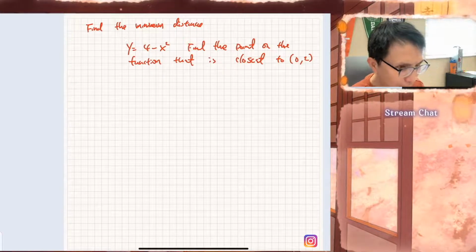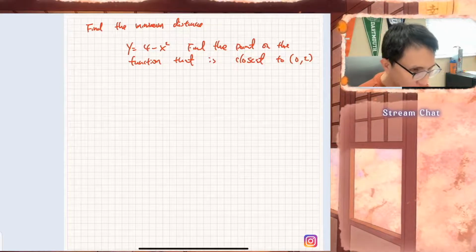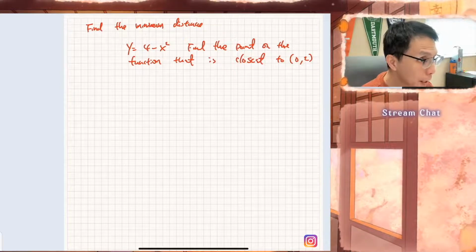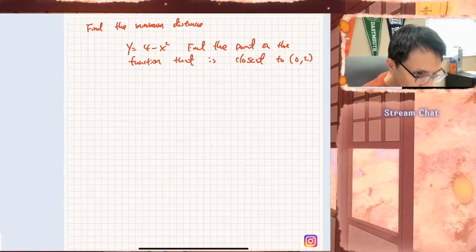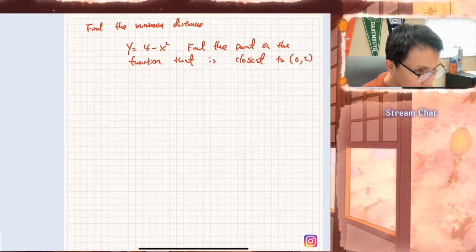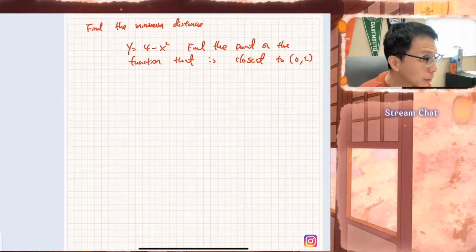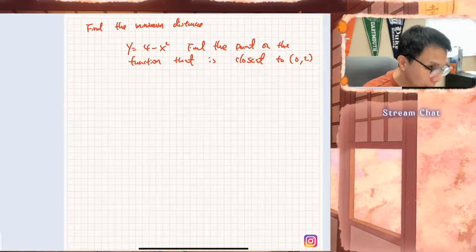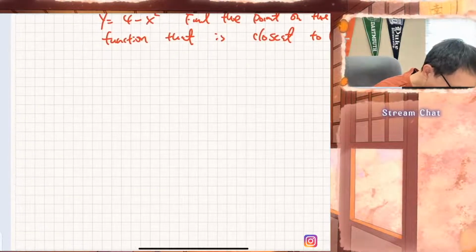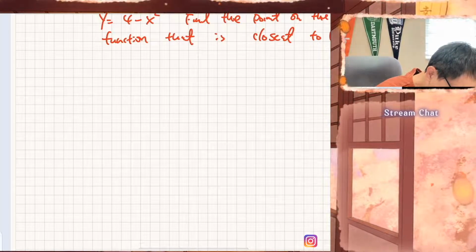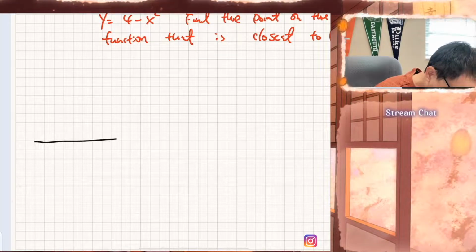So we say, how do I find a minimum distance of y equals 4 minus x squared, and find a point on the function that's closest to the point (0, 2)? Okay, (0, 2). So let's graph this function first. And for me, I graph this function.